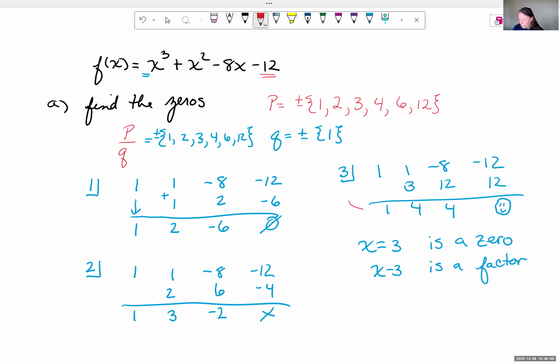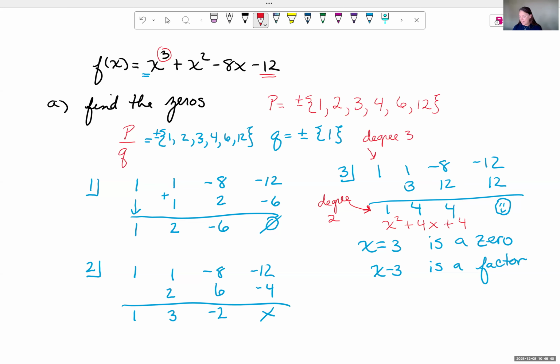Recall the bottom row, once we find our 0, it's 1 degree less than what this top row was. This top row was a cube. So this was degree 3. So this down here has to be 1 degree less. So this is degree 2. So this would be 1x squared plus 4x plus 4.